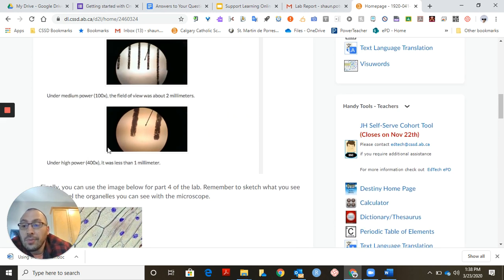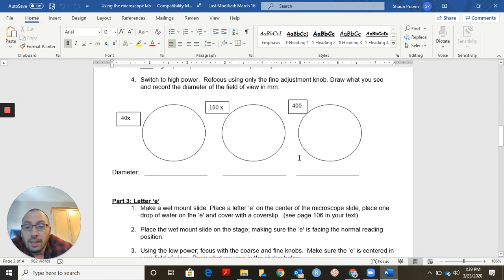Then for the 400 times magnification, you probably would not have seen anything. 400 times magnification zooms in so much that you probably end up looking at this, or else you end up landing right on the black line here. So in that case, it's either going to be clear or it's going to be black. When it comes to the measurement, it's going to simply be less than 1 millimeter. We can't say 0, we can't say 0.2, we can't say 0.1 because we don't have the other black line to gauge it. So that's what you need to do for that part of the lab.